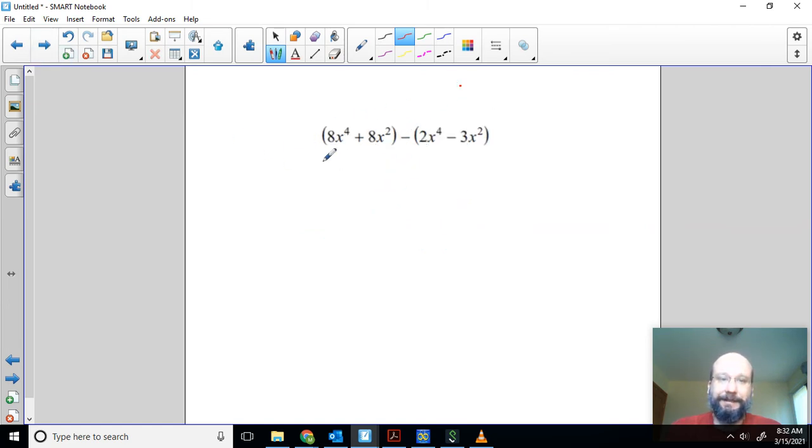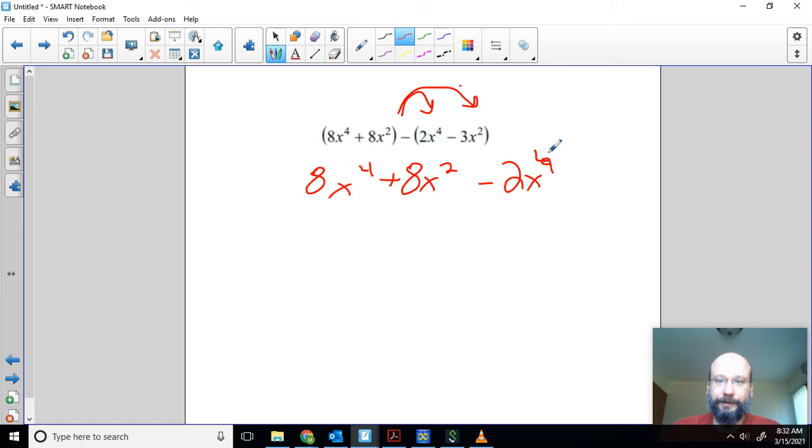When it's a minus, this one stays the same. In this case, again, because it has a positive on the outside, right? When there's nothing there, that's positive. But these, I have to distribute that negative 1. That becomes negative 2x to the fourth, and this becomes positive 3x squared. Negative 1 times positive is negative. Negative 1 times negative is positive.